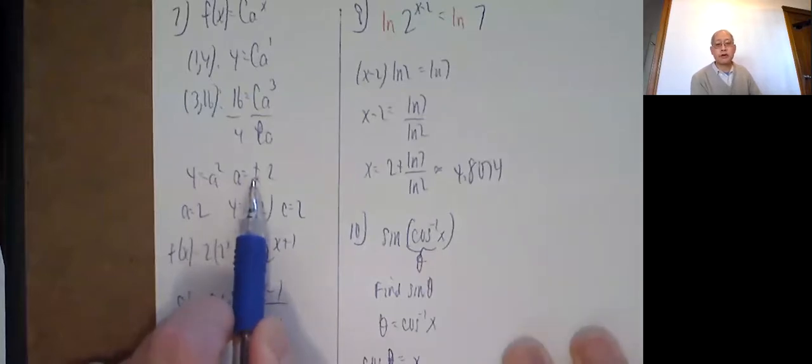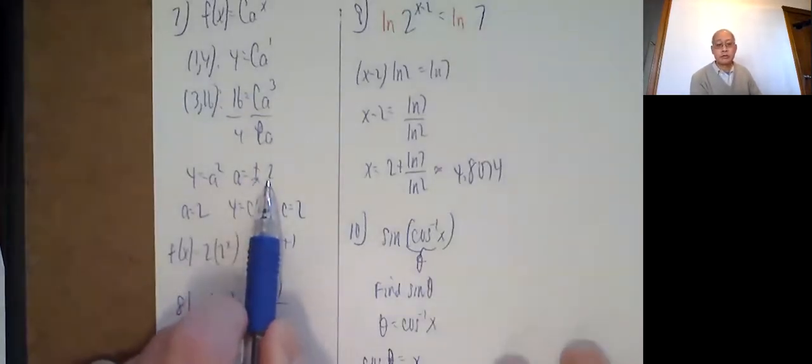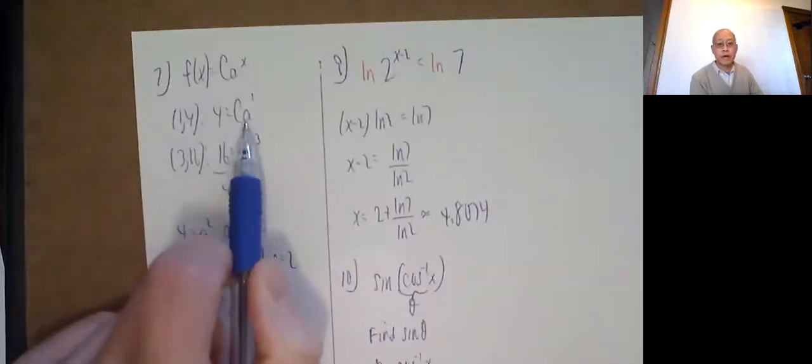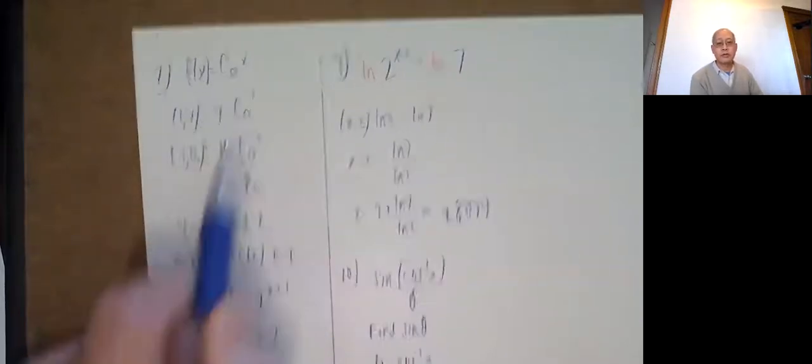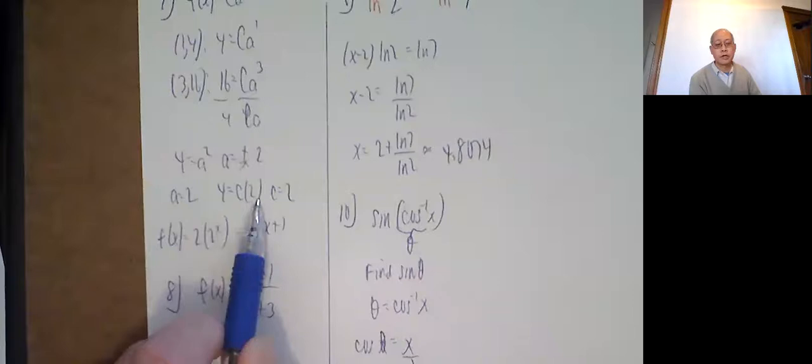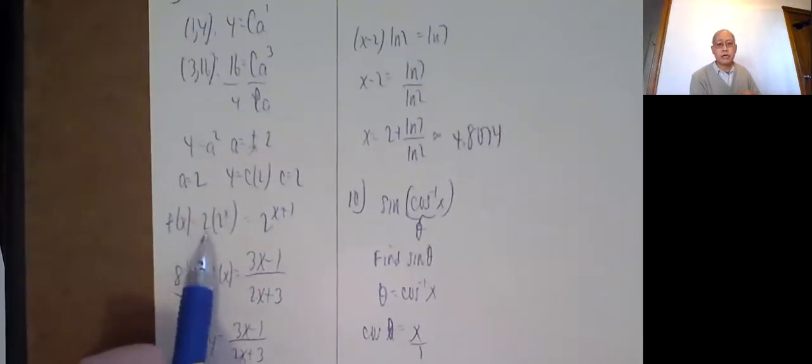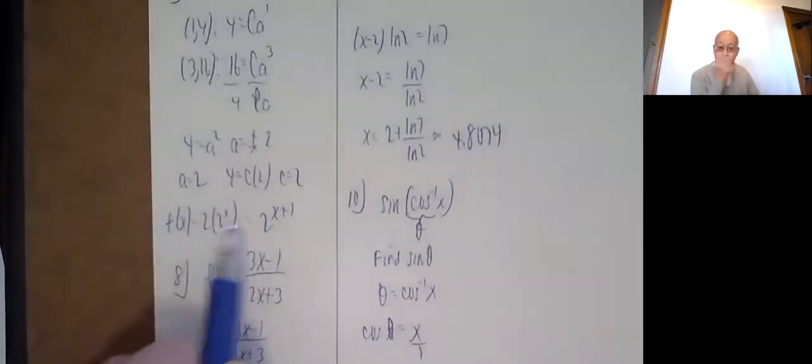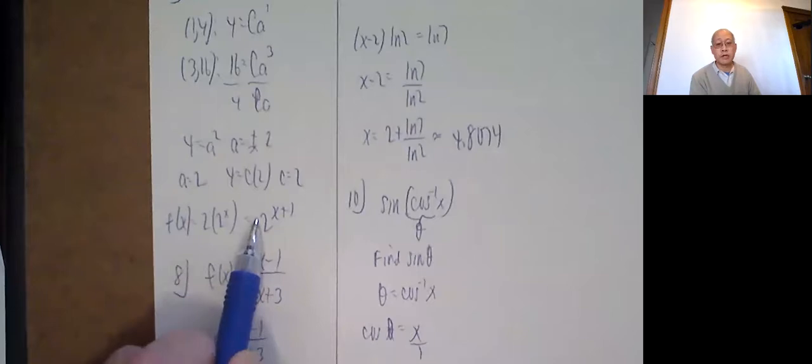This is an exponential function. Exponential functions, we don't allow for negative bases, so just 2. So a is 2, plug that back in here. 4 equals c times 2. So c is also 2. So the function is f of x equals 2 times 2 to the x. You can leave it like that, or you can make it 2 to the x plus 1, which is also okay.